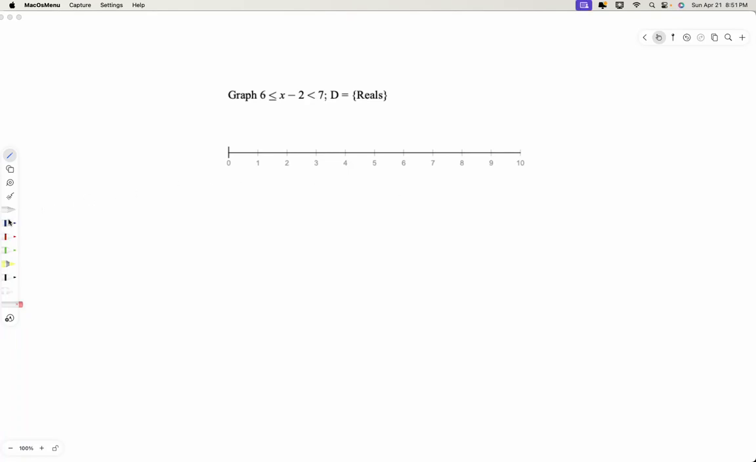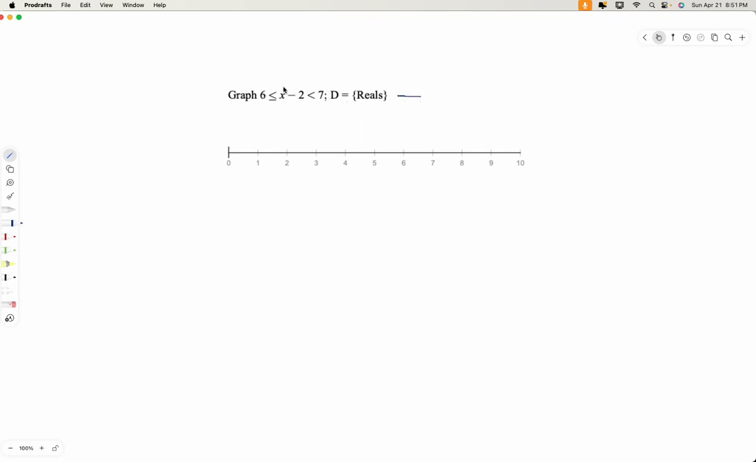So let's look at lesson 111 where you were having some trouble. We're asked here to graph 6 is less than or equal to x minus 2, which is less than 7, and the domain is real. That's important. That tells me that we're going to be using a line, right?